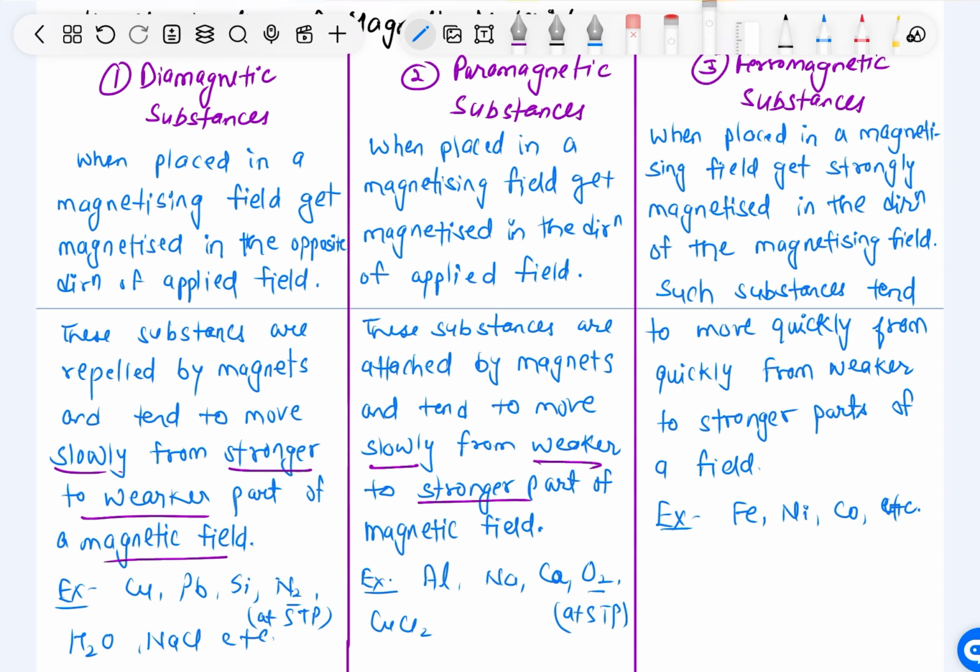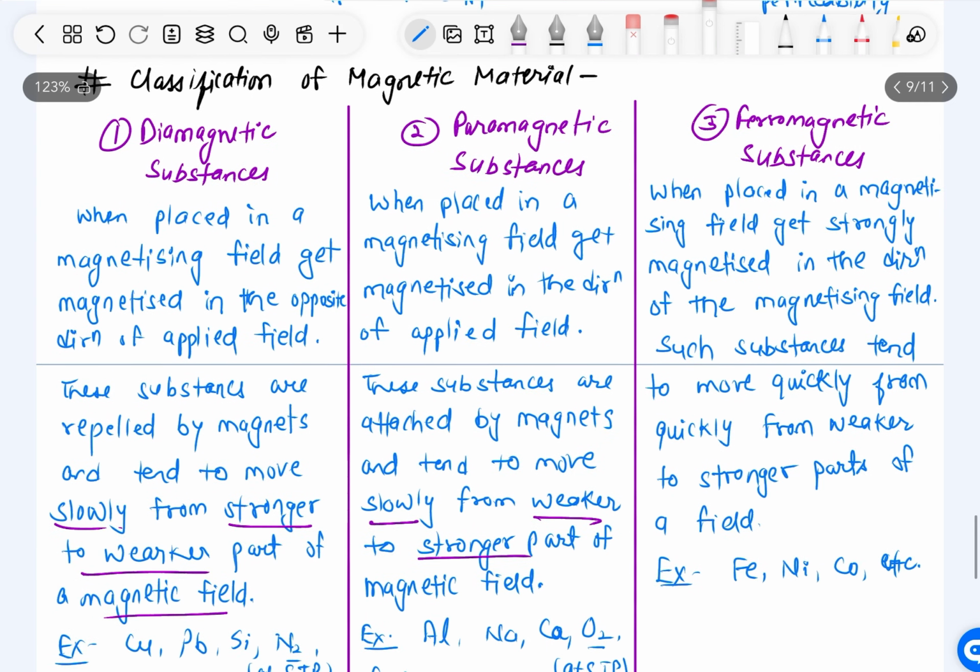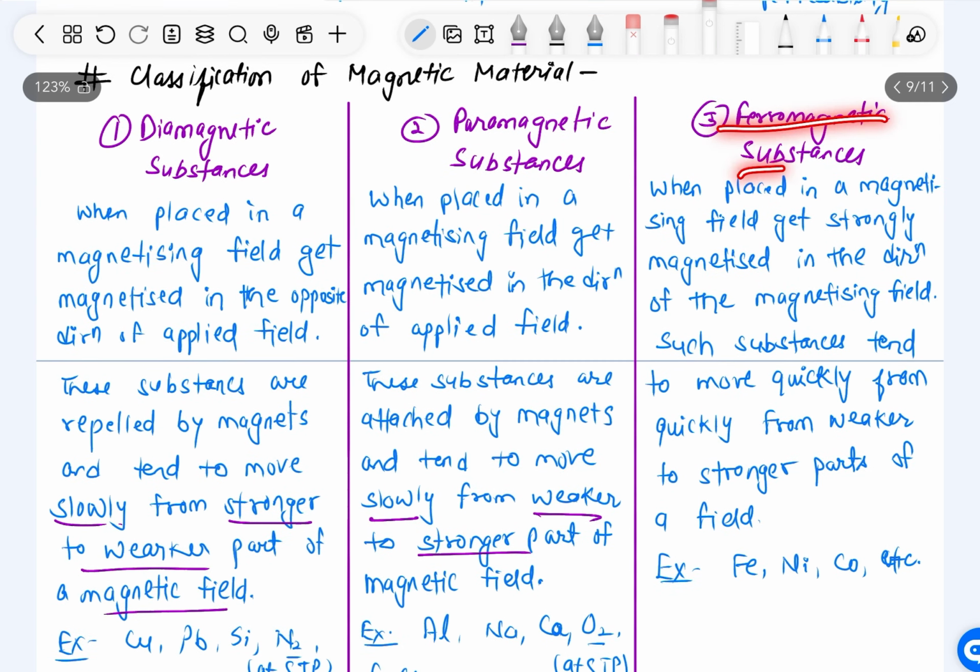Examples are aluminium, sodium, calcium, and oxygen. And oxygen is a special case. It will behave at STP like a paramagnetic substance. And another example is CuCl2. It means copper chloride. Last one is ferromagnetic substance.